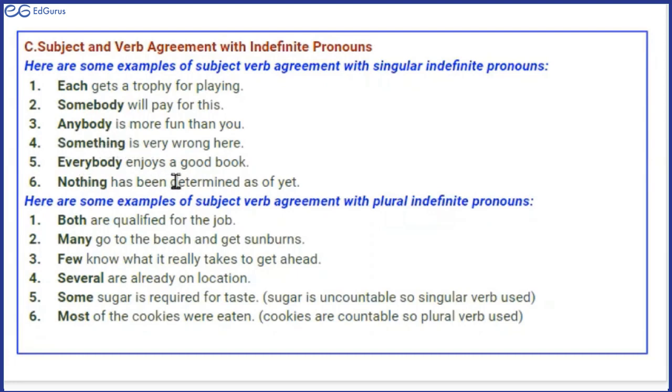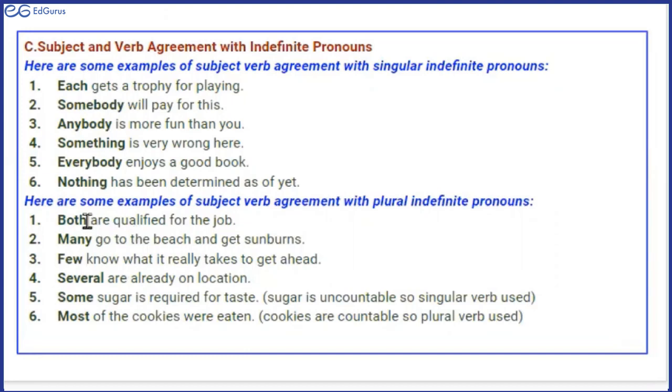Everybody enjoys a good book. Everybody enjoys, not enjoy. Enjoys is singular verb because everybody is a singular pronoun. Nothing has been determined as of yet. Nothing has been done. Nothing has been resolved. Nothing has been written. So nothing is singular pronoun. Is that clear?